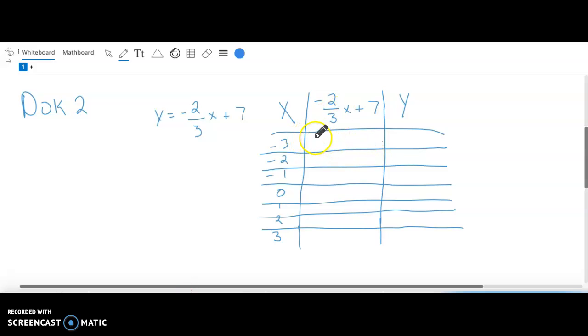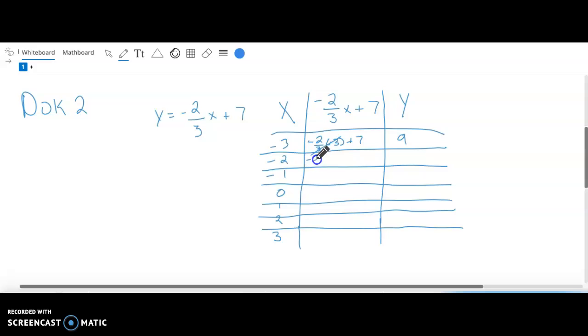All right, so plug in -3, we got -2/3 times -3 plus 7. 3 divided by 3 is 1. That's a -3, so that'll be -1 times -2. That's negative times a negative. So that's a +2 plus 7, so that is 9.